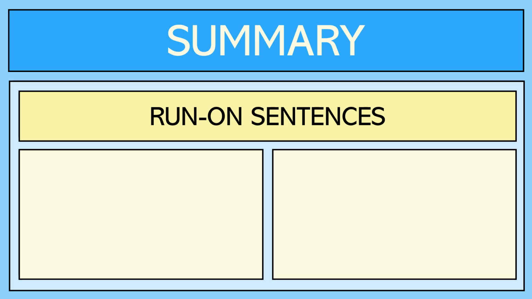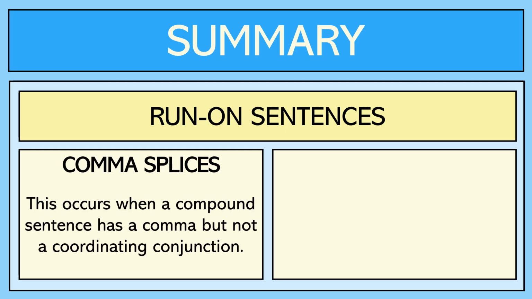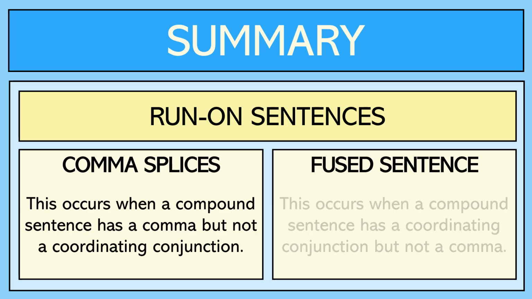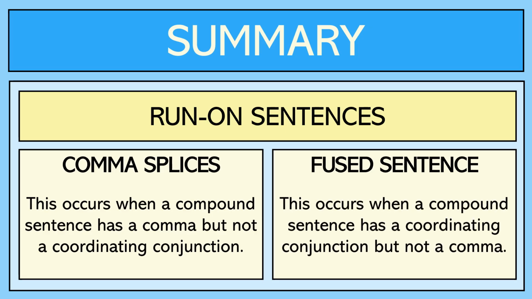We have two kinds of run-on sentences, the comma splices, and those occur when a compound sentence has a comma but not a coordinating conjunction. On the other side, we have the fused sentence, and that occurs when a compound sentence has a coordinating conjunction but not a comma. There is another option for the run-on sentence. You could put a semicolon in between them in place of the comma and conjunction, but we'll cover that in a different video.